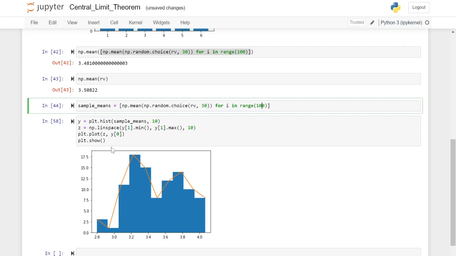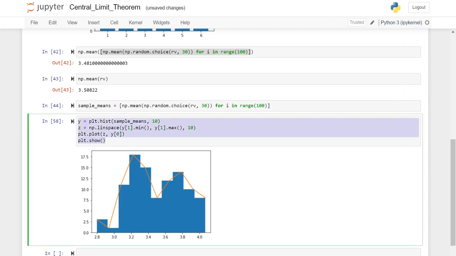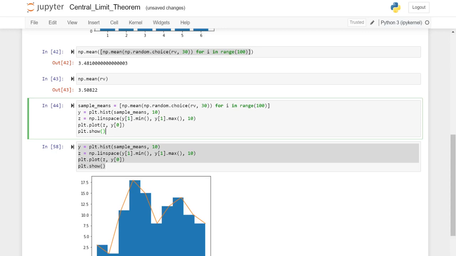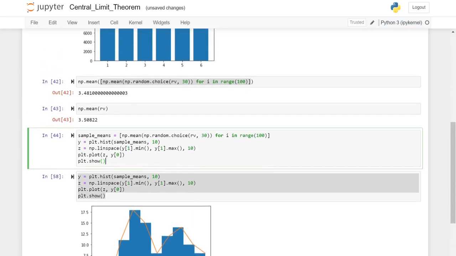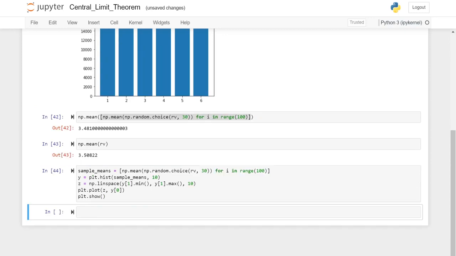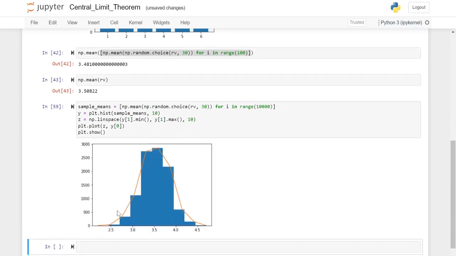We will do that. Let us consolidate these lines. Here we will put, okay, very nice. And then let me remove this. And what we will do now, we will increase the number of samples. Maybe we will make 10,000. Just see how it looks. This is how it looks, right?